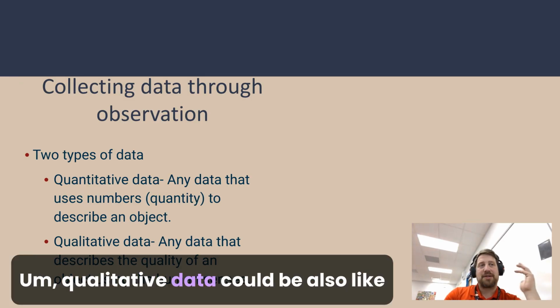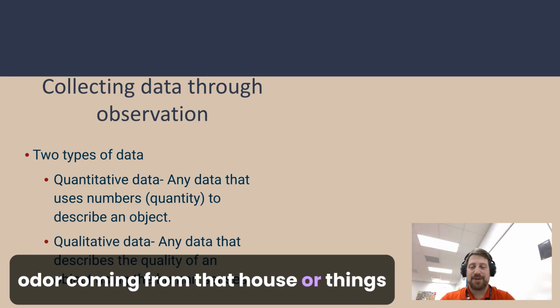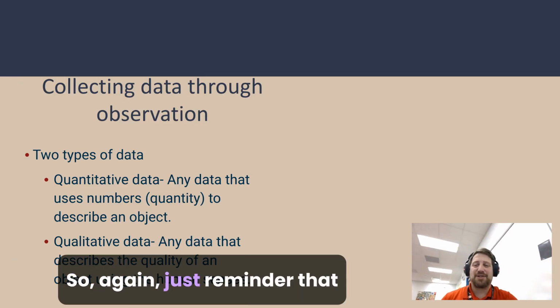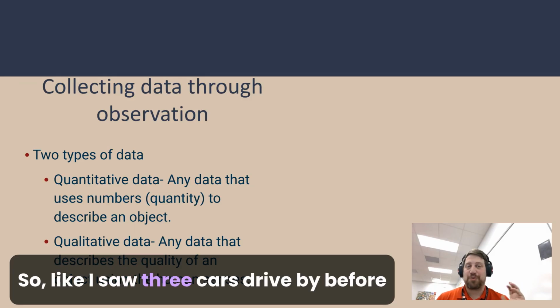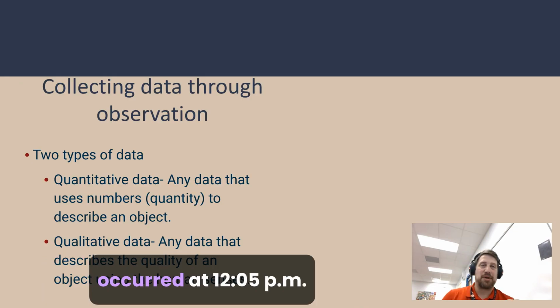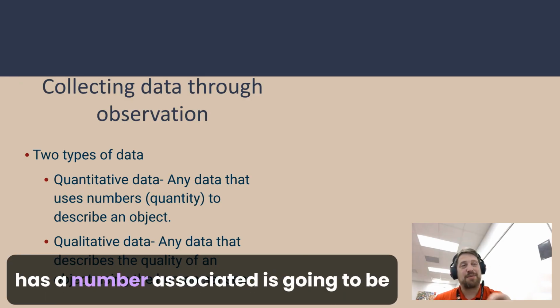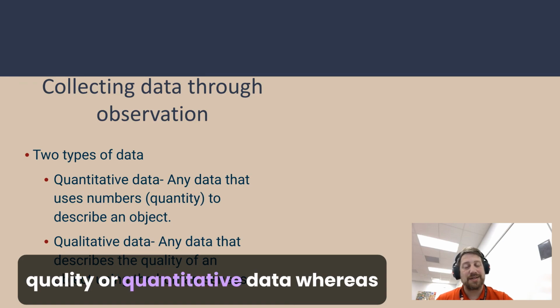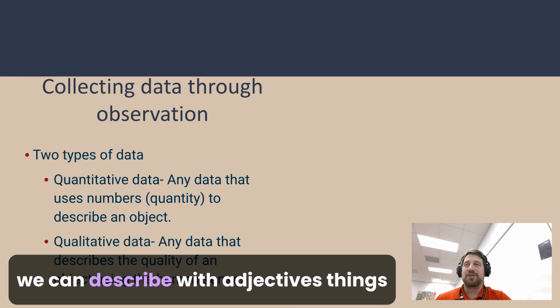Qualitative data could also be something smelled, like there was an odor coming from that house. So, again, just a reminder that quantitative has a number. Like, I saw 3 cars drive by before the crime occurred, or the crime occurred at 12:05 p.m. Anything that has a number associated is going to be quantitative data, whereas qualitative data is anything that we can describe with adjectives, things like that.